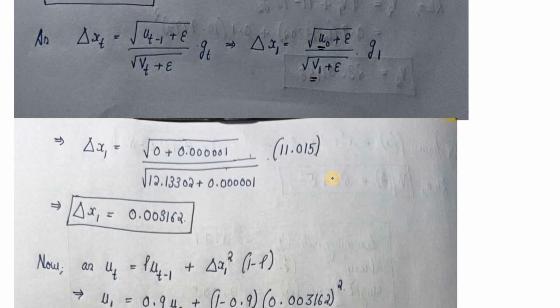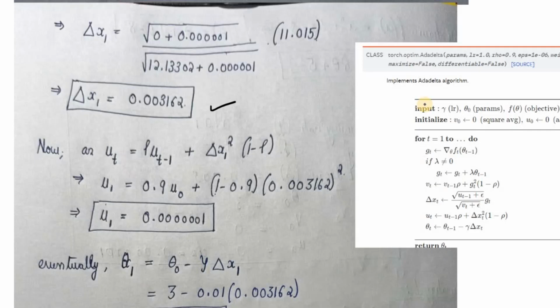On substituting, and also the value of epsilon was given. On substituting, we get the value of delta x1 as this. Now we proceed further and then we see what the next step is. So the next step is the calculation of ut, which we write the formula for, and then we substitute t as equal to 1 and replace it with the values which we are having. So as of now we are able to get the value of delta x1 as well.